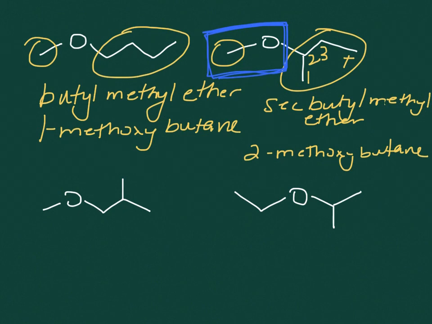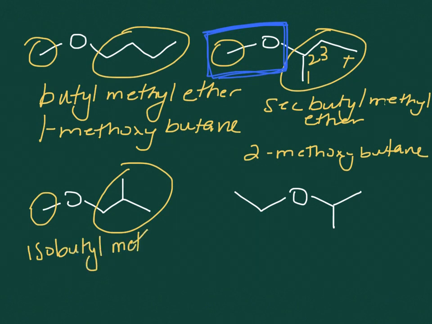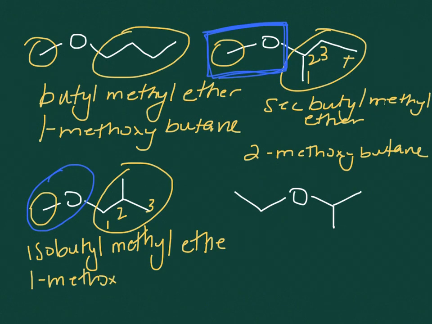With the next example, we have a methyl group again, and here we have an isobutyl group, so we could name this isobutyl methyl ether, or we could say that we have a methoxy substituent, and here we have a propane chain, 1, 2, 3, where the systematic name would be 1-methoxy-2-methylpropane.